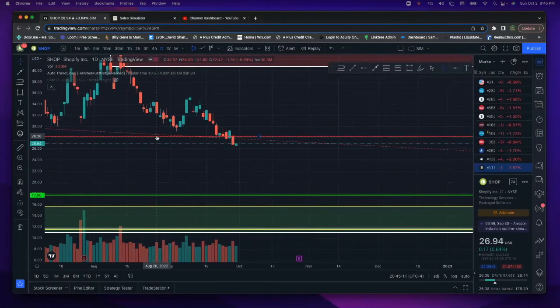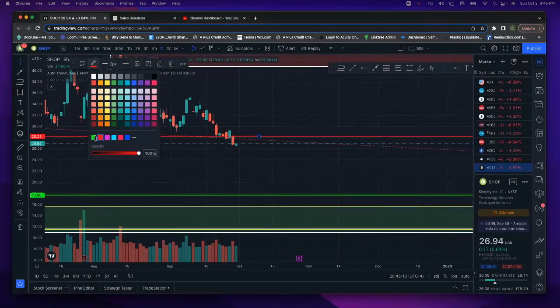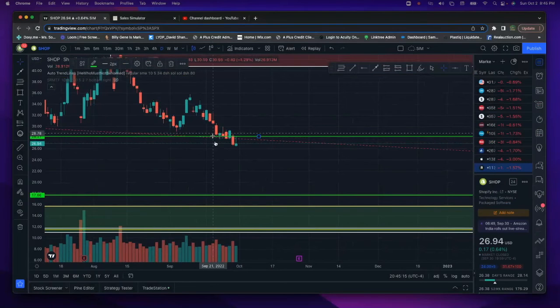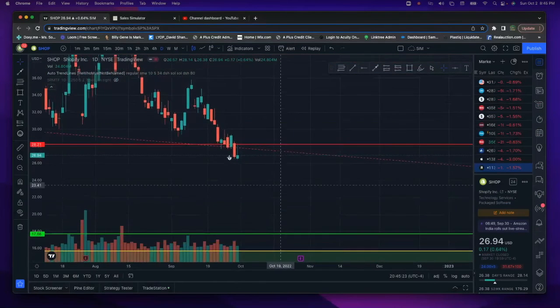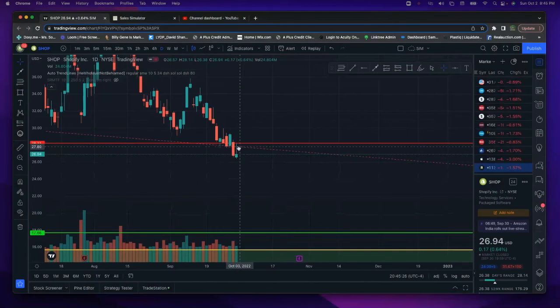Again, this was initial support. This was green at first because it was support. Once price closed below it, I had to change it to red and see how it's going to act as resistance. And you can see right now on the daily, price literally came down and then tried to retest and it rejected from it. So now this line is acting as resistance.